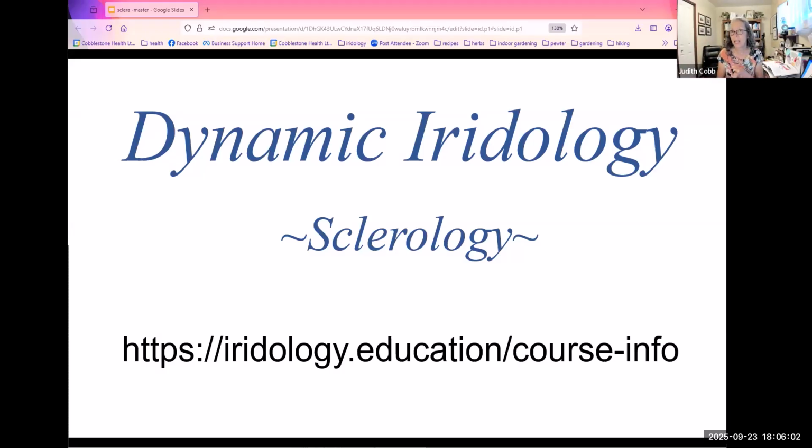The iris shows us genetic potentials. It shows us where our strengths and weaknesses are in our client. It shows us which organs want to negatively impact other organs. And the contrast with that is the sclera shows us where the body is struggling now. I want that to sink in. The sclera shows us where the body is struggling now. And that's important.